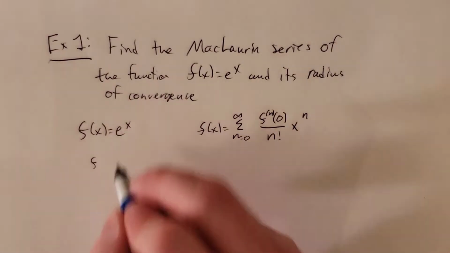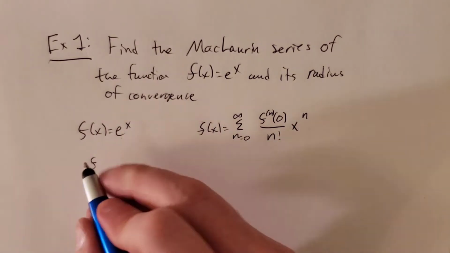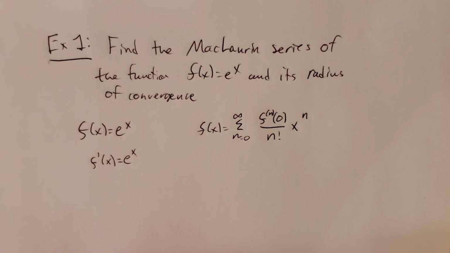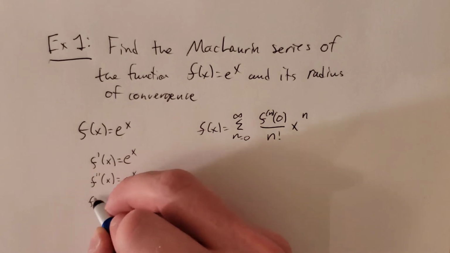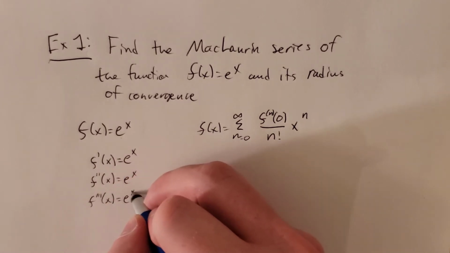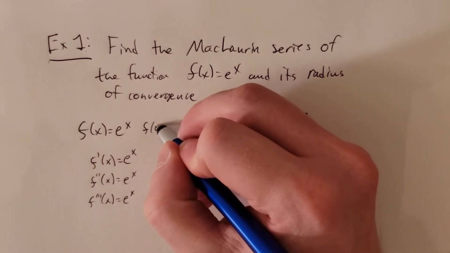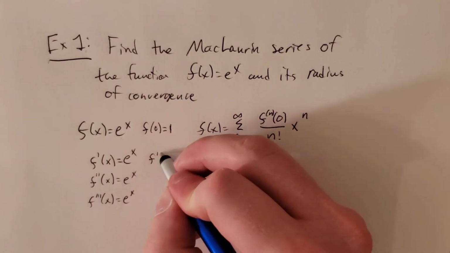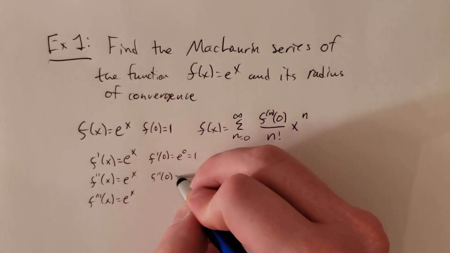First off, the 0th derivative of f of x is e to the x. The first derivative of f of x is also e to the x. The second derivative is also e to the x. And the third derivative is also e to the x. And in fact, this continues forever. What do we actually care about? We care about those derivatives evaluated at 0. So what is f of 0? Well, that is 1, because we get e to the 0, which is 1. F prime of 0 is also e to the 0, which is 1. And this is true forever.